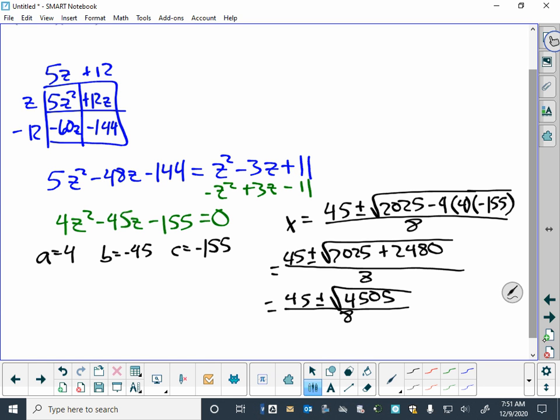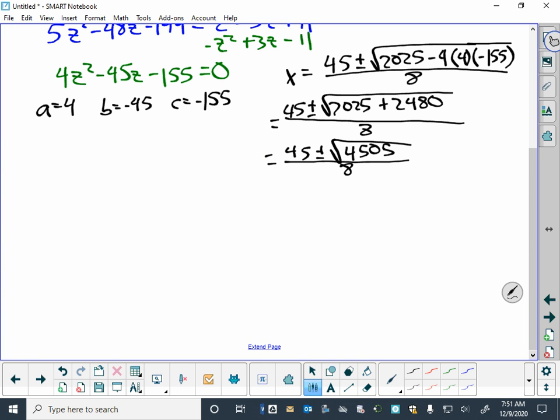all over 8. Now, there's a question of, does that simplify? Possibly. It's not divisible by 9 that I can see. It's clearly divisible by 5. Let me try to factor 5 out of that and see what I get. So 4,505, if I factor tree that a little bit, that's going to be 5 times 901. Is 901 prime, or does it factor? I am not sure. It doesn't pass any of my easy tricks.